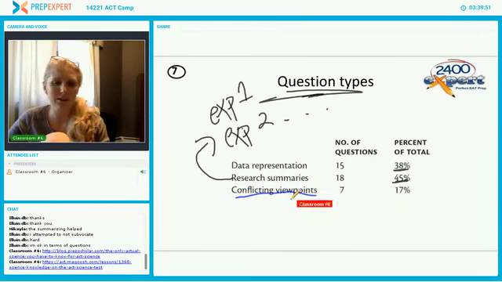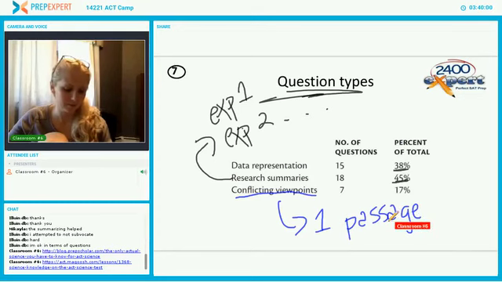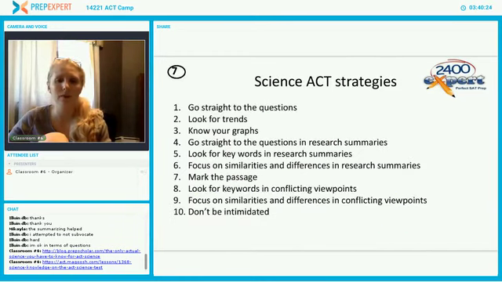And lastly, the conflicting viewpoints, this is always one type of passage. It's also kind of the black sheep, kind of like the literature passage was the black sheep in the reading section, where this passage is often seen as being the hardest passage. So we'll talk about slightly different strategies to use for the conflicting viewpoints.